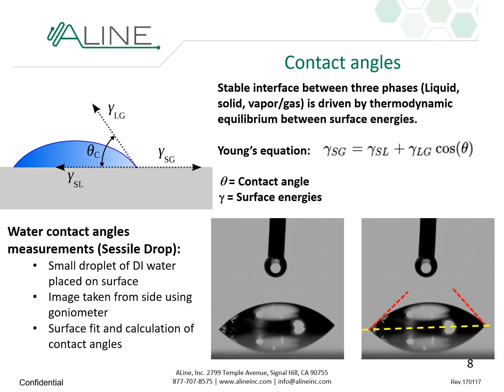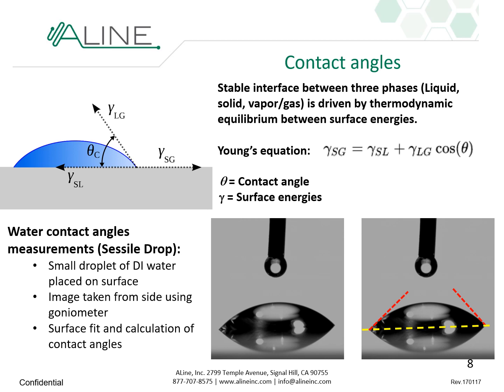How do we quantify surface energy and how do we measure it? The first thing I want to introduce here is the concept of contact angles. Whenever we have an interface between three phases, liquid, solid, and vapor or gas, its stable situation is driven by thermodynamic equilibrium between the surface energies. In this case, we have Young's equation that really drives the show. You have the three surface energies and this angle theta here that is used as a unit of measure of the effect of these surface energies.